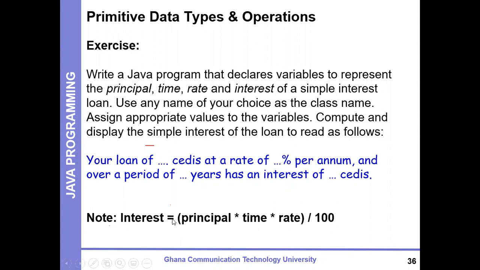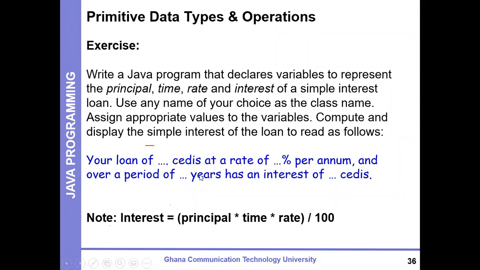You take a loan for a particular rate, that's the rate of interest over a specific period of time, which is normally years. And so you can calculate the interest. How much will you pay? That's divided by 100. So we have principal times time times rate divided by 100. That's the interest. So it's now asking you to declare variables for principal, time, rate, and all that, and then assign some values to them.